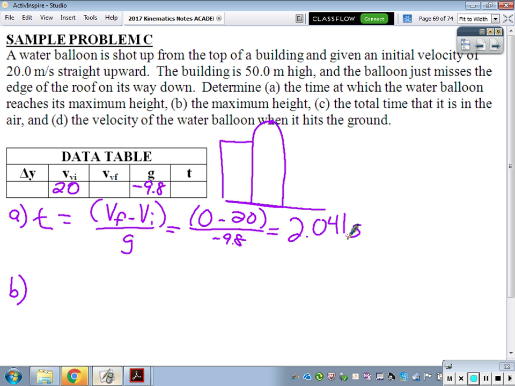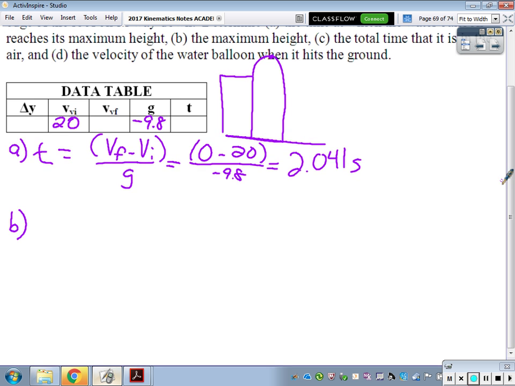Now, if this water balloon had just happened to go back to the roof of this building, we know that it would take 4 seconds in order for it to take the full round trip. Okay? We'll get to the total time in part C, because we have to incorporate everything that we have going on. But in order to do that, we need a little bit of help from what we're doing in part B. So let's kind of scroll to that point.